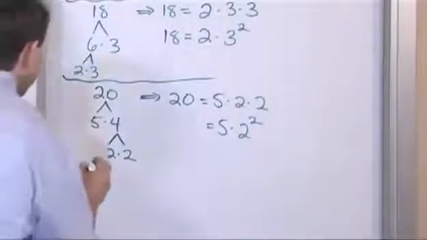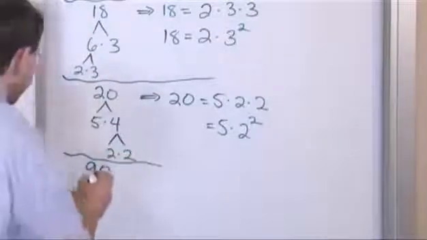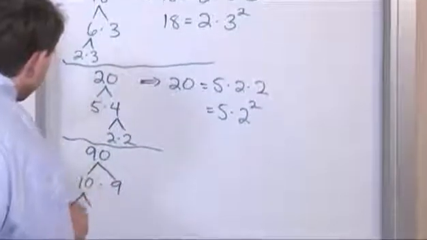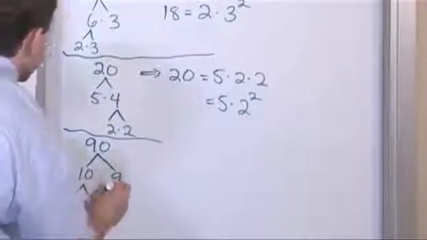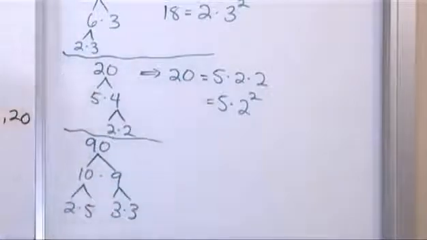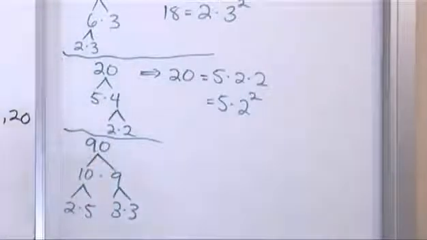All right, what about the number 90? There's a lot of different ways to go here. I like 10 times 9. And for 10, I like 2 times 5. And for 9, you can write it as 3 times 3. And everything in the bottom is now prime. Prime, prime, prime, prime, because you can't divide anything on the bottom by anything other than itself or 1.